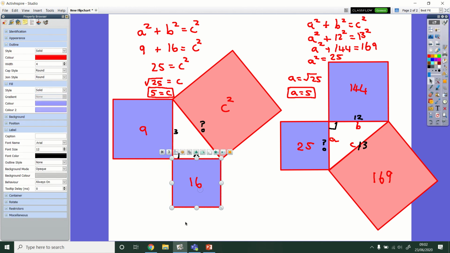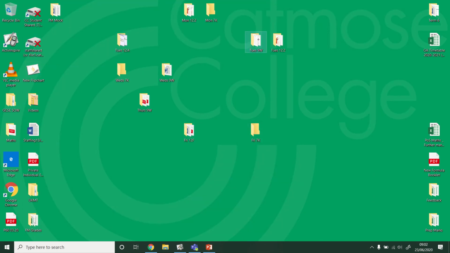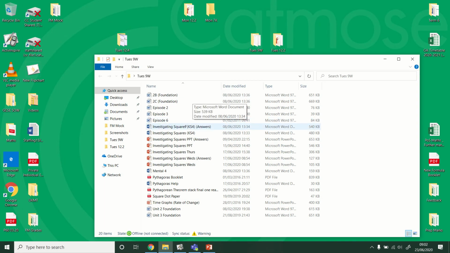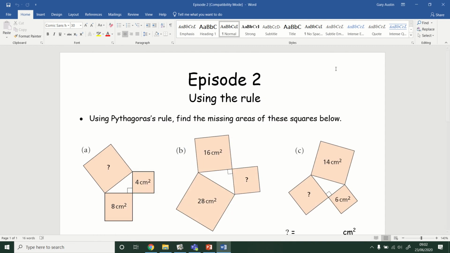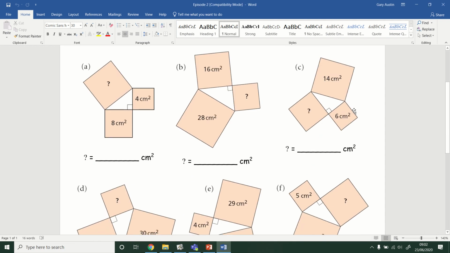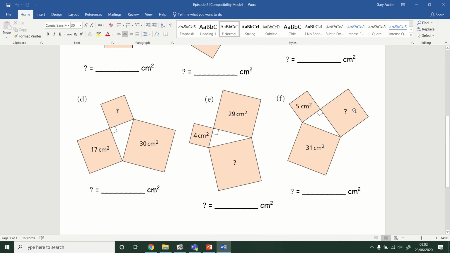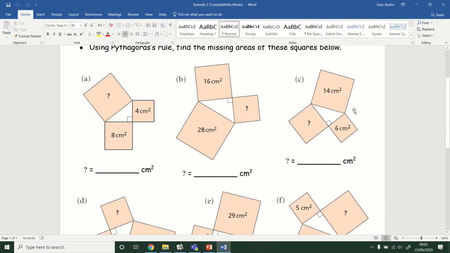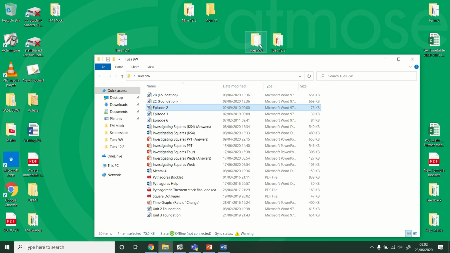Okay, so what I want you to do today is, if I show you the work to do. Okay, let's just find it. Here you go. Okay, so this is the first little starter task to do. So I want you to fill in the missing areas first of all. Okay, so just the square sizes just to start you off.